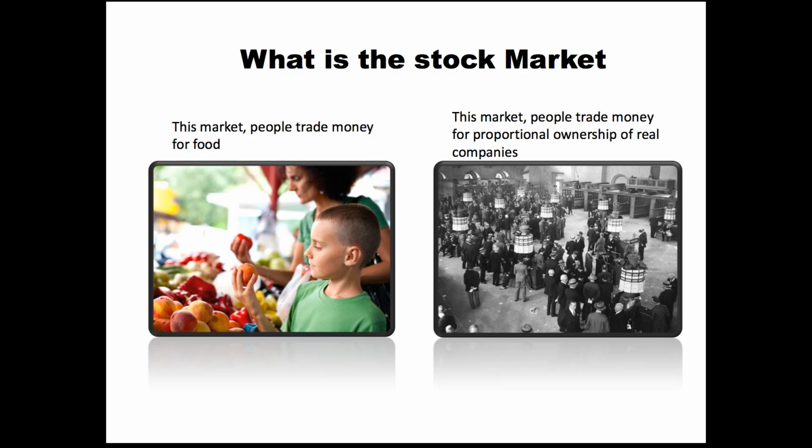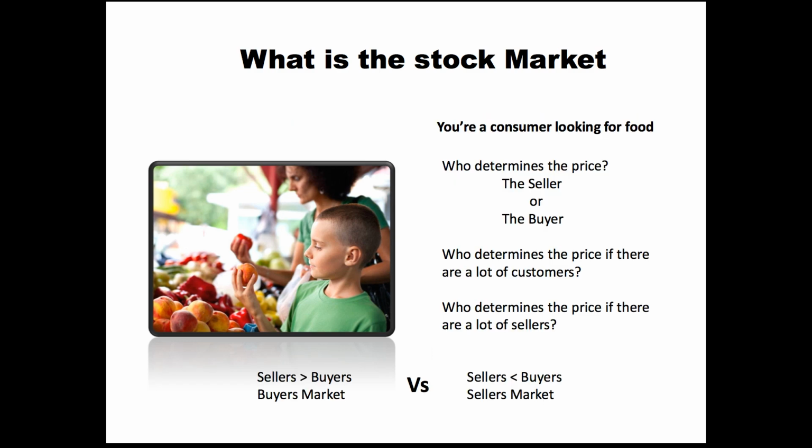So on the left I have a picture of a little boy and his mother buying some fruit at a local market. And on the right I have an old-time photo of the stock market, the New York Stock Exchange. You can see on the left, this is a market where people trade money for food, and on the right, this is a market where people trade money for a proportional ownership of a real company, or a stock. So let's go to the boy and his mother picking the fruit.